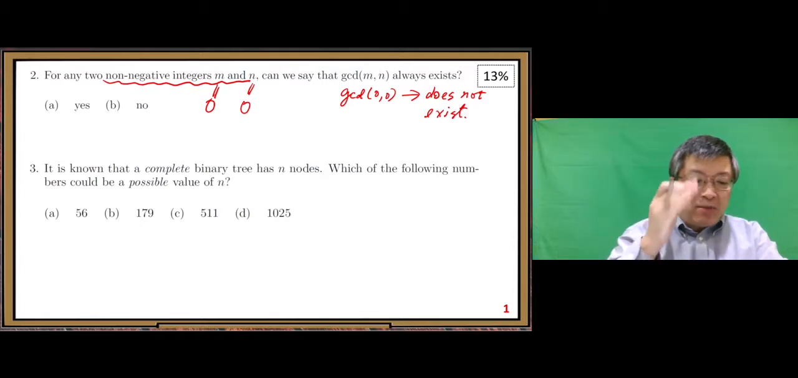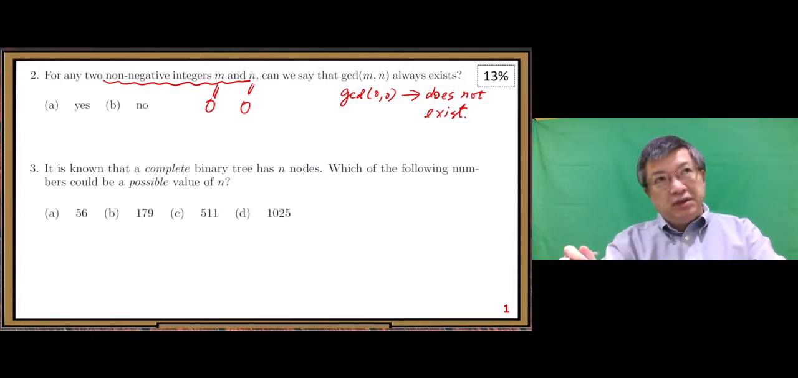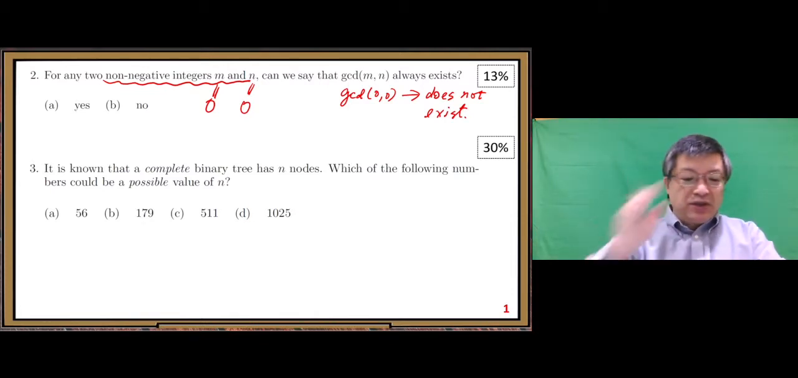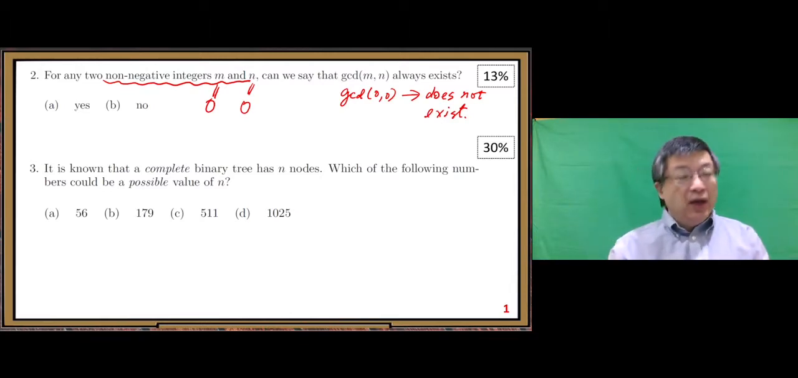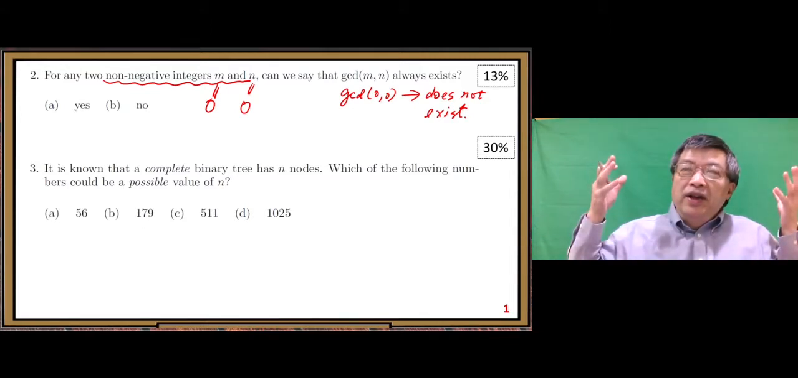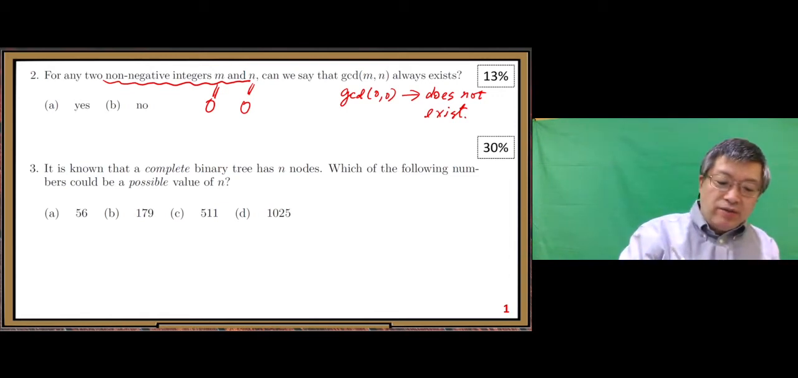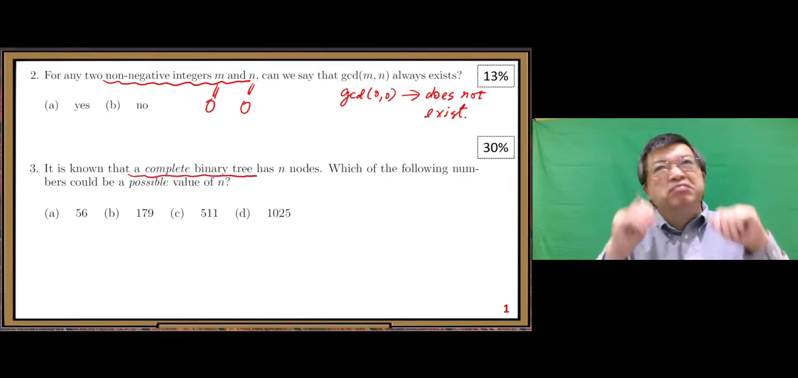The next one, question number 3. Quite a few missed this one. The missing rate here is 30%, which is not very low. Here I want to explain the reason. Those students who missed this question did not find the rule. So here I want to check your understanding of the structure of a complete binary tree.